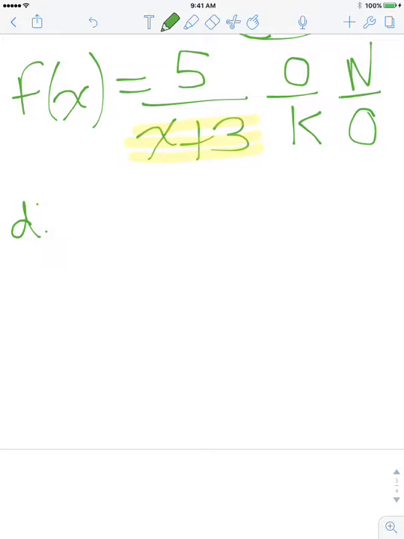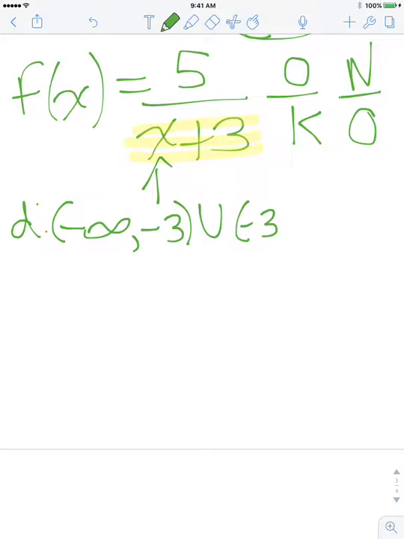Okay, so what's going to make this 0? Negative 3. When x is negative 3, my denominator is 0. I can't have negative 3. I can have any other number though. I just can't have 0 in the denominator, therefore this can't be negative 3. So how do we write a domain when it's all numbers, but I'm skipping over negative 3? This is where we use the union. Negative infinity to negative 3, union, negative 3 to infinity.